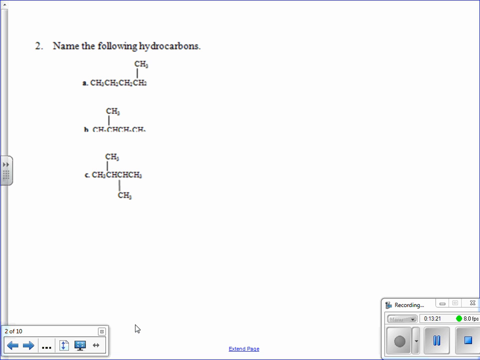So on letter A, you find your longest continuous chain of carbon, and remember our chains can twist and turn, so we can really do this. So everything is in the chain. There are no branches. So real easy, we just count our number of carbon, and we have 5. The prefix for 5 is pent. Suffix, single bonds. So this is just pentane.